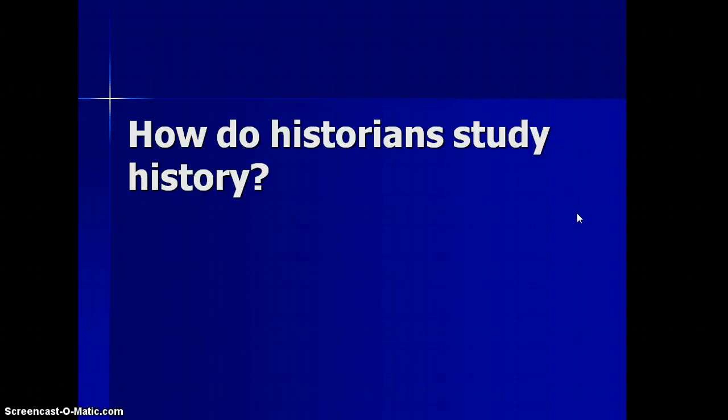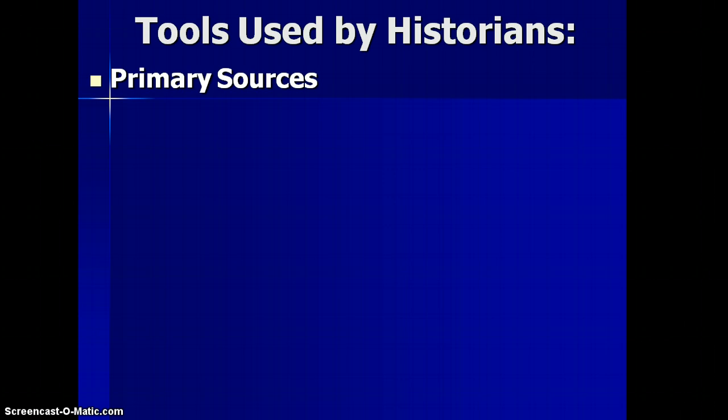Today we're going to be talking about how historians study history. And what we're going to see is that historians use a variety of sources to answer questions about the past. And specifically, they're going to use primary and secondary sources in their research.